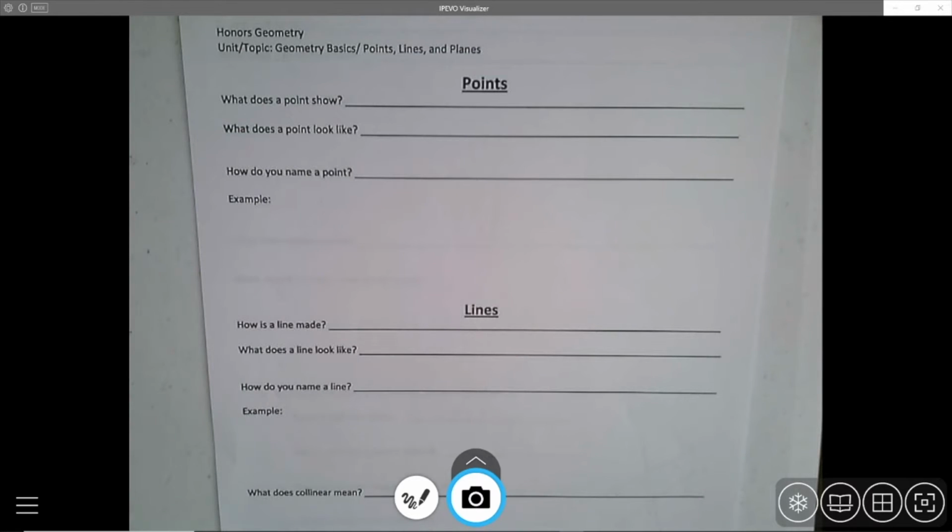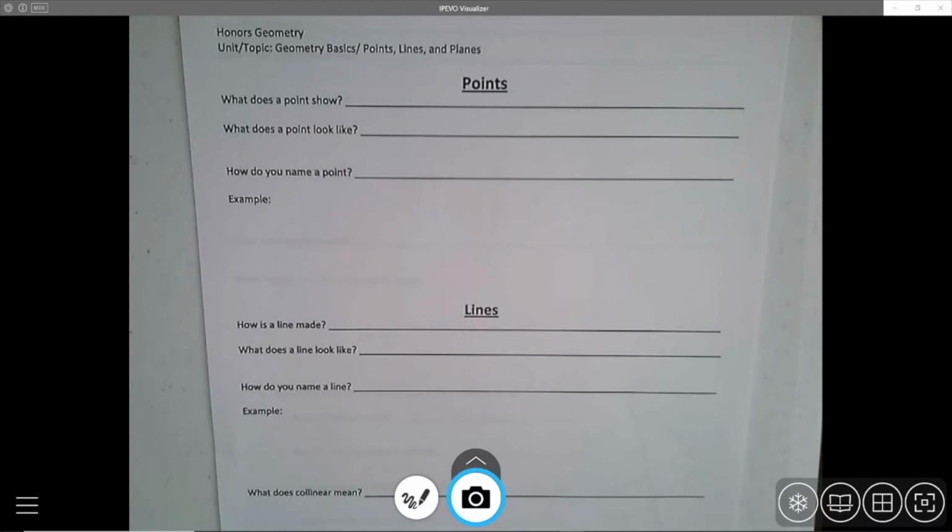So we're going to start out with basics. We're going to talk about points, lines. I'm going to tell you a little bit about planes. Planes will come up later. I just wanted to get you somewhat familiar, see some pictures of what they look like.